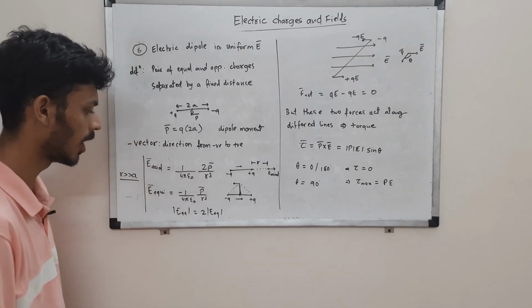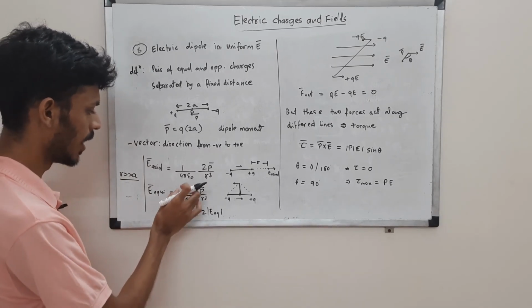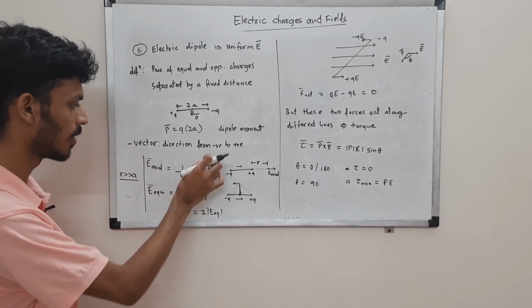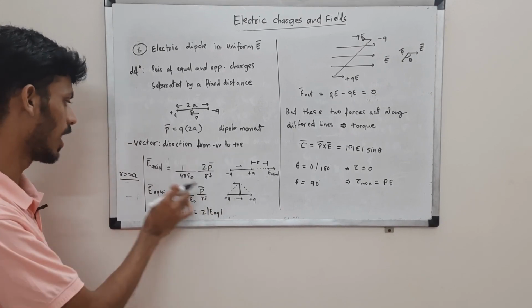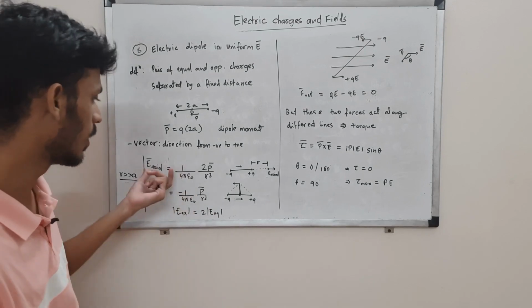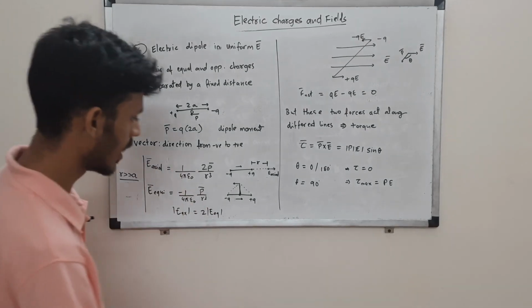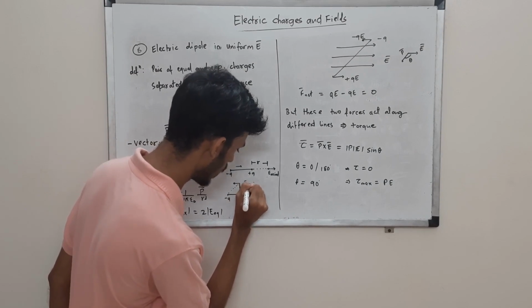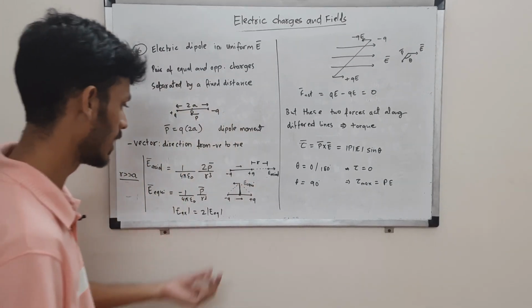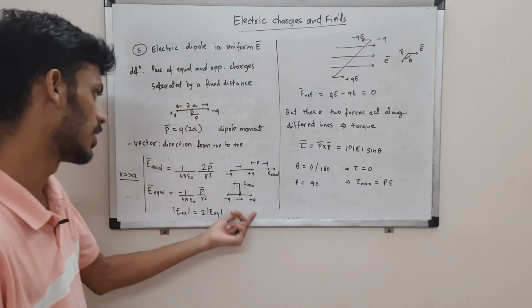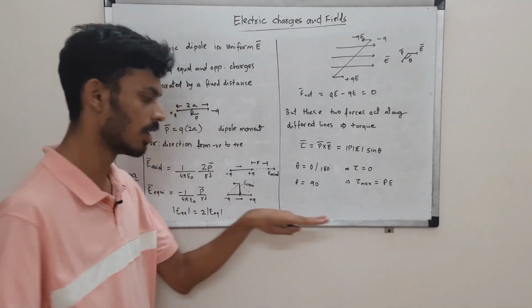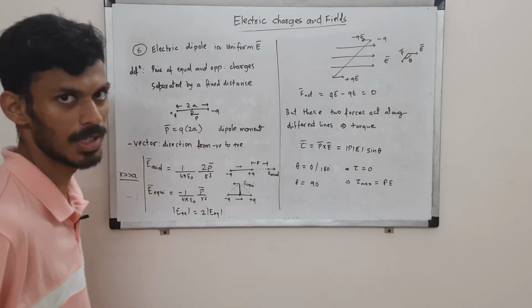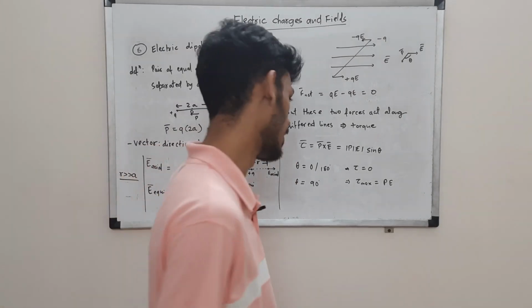We obtained it as minus 1 upon 4 pi epsilon naught, this is k, times p by r cube. You can see that it is half that of the axial point, and it is opposite in direction. It will be more clear when we derive it in the next session. So from minus q to plus q is the direction of the dipole moment, and the equatorial field is in the opposite direction. You'll come to know when we derive this.